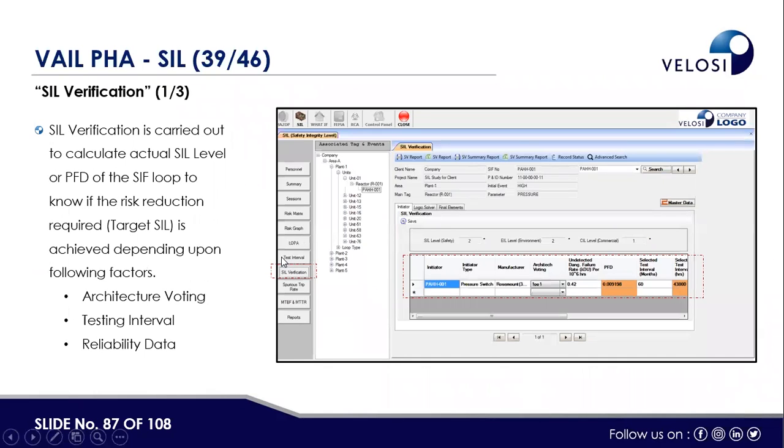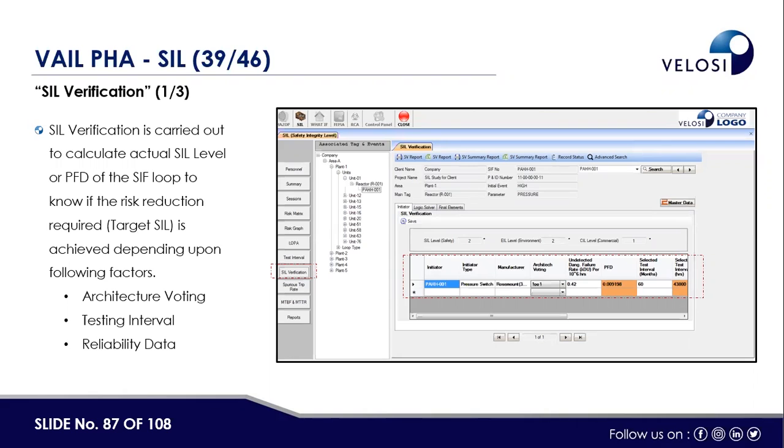Now, we can also perform SIL verification, to check whether, with the help of reliability data, we are meeting our target SIL or not. If we are not meeting our target SIL with that particular reliability data, then we have to make some changes. We have to make some changes in the test intervals, in the architectural voting, or in the reliability data itself. We have to replace that equipment with one with better reliability data, a lower failure rate.